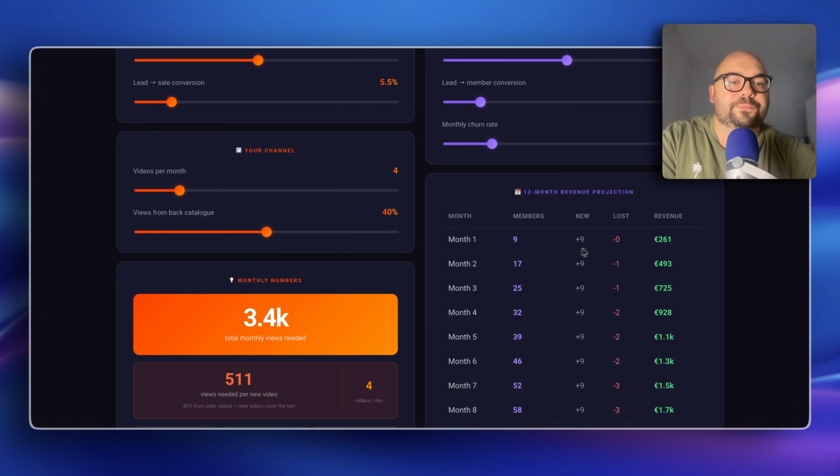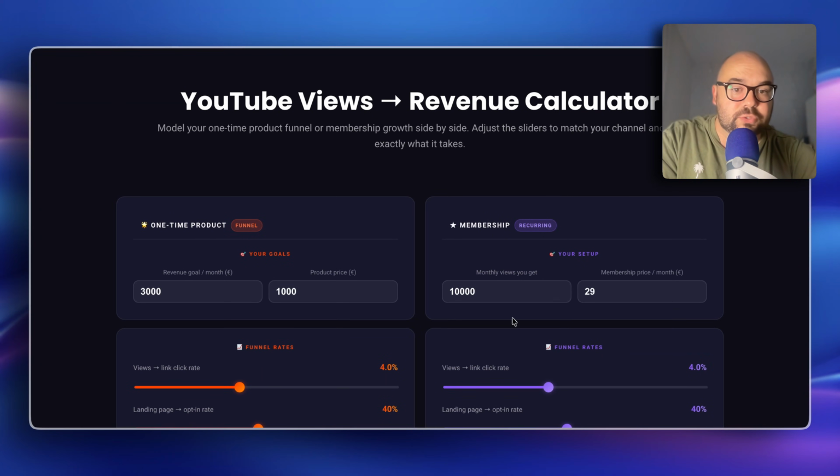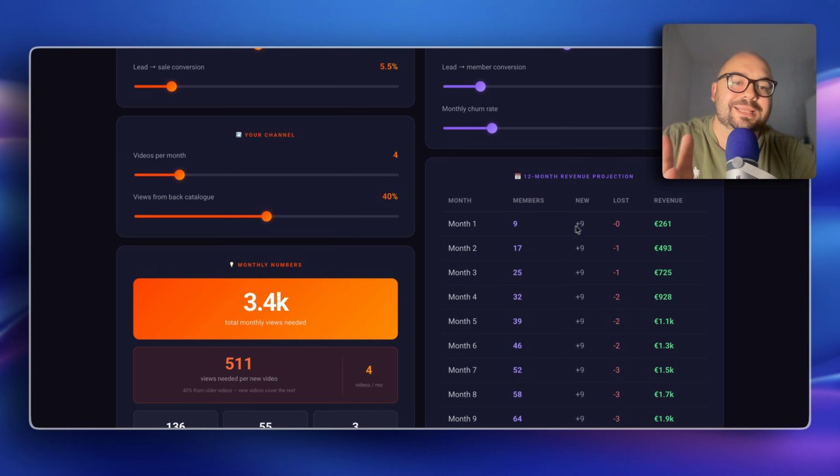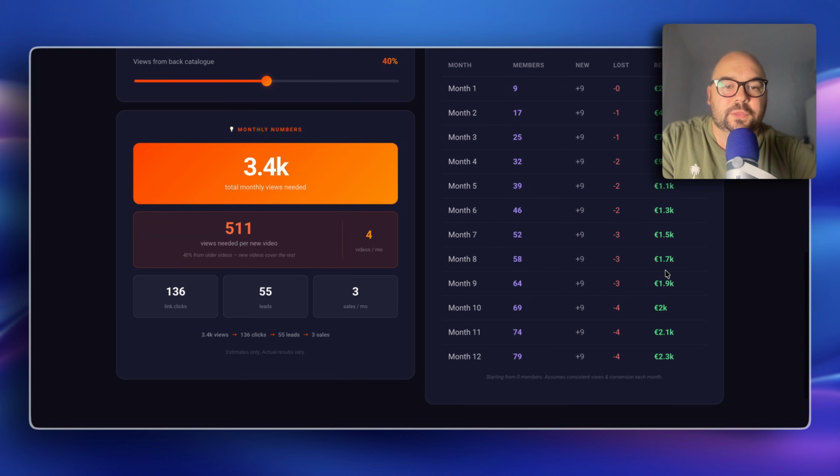So every month with these numbers, with 10,000 views and these KPIs, you get 9 new members, right? This is the churn, it tells you how many are lost, and this shows you how much you're getting every month. So month 1 you're only making like $261, but month 2 you're making $493, and then month by month this keeps increasing up to 12 months, right? Like how much you can be making in 12 months.